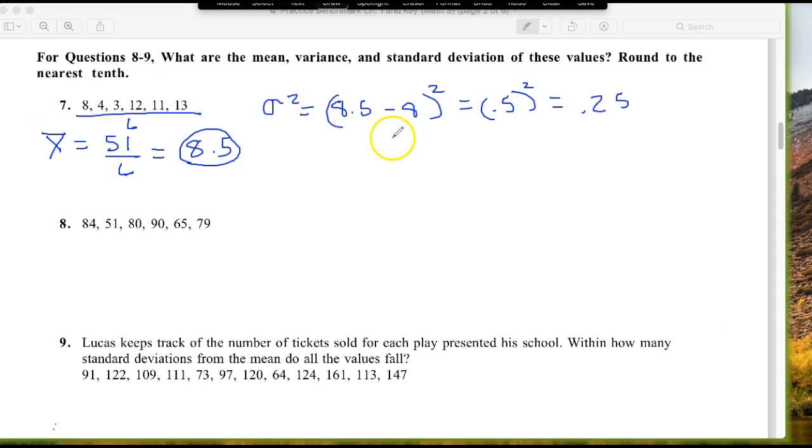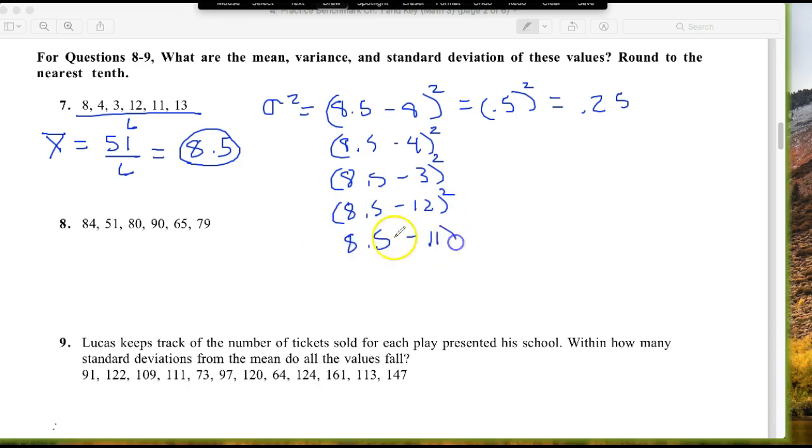So I'm going to do that for each one of these values. And this is another tedious task. I'm going to go 8.5 minus 4 squared. And then I'll do 8.5 minus 3 squared. And 8.5 minus 12 squared. And 8.5 minus 11 squared. And it's okay if this value is negative because I'm going to square it, it's going to become positive. Same here. 8.5 minus 13, and I'm going to square it. All right, so go ahead and calculate all these values.